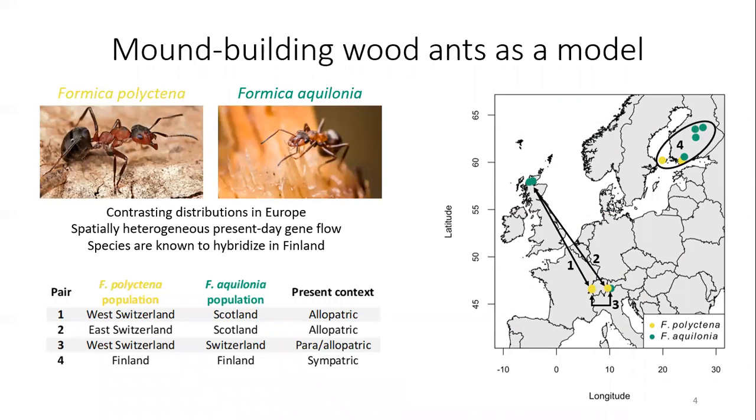We used populations sampled at different points of the European ranges of the species and paired them together in 4 comparisons. And then we reconstructed the divergence histories between these pairs of populations. The first 2 pairs compared the F. polyctena population sampled in Switzerland to the F. aquilonia population sampled in Scotland, and these pairings are presently allopatric. We then have a comparison between Swiss populations, which may be presently parapatric. Our last pair compares the Finnish populations of these species, which are known to be sympatric.